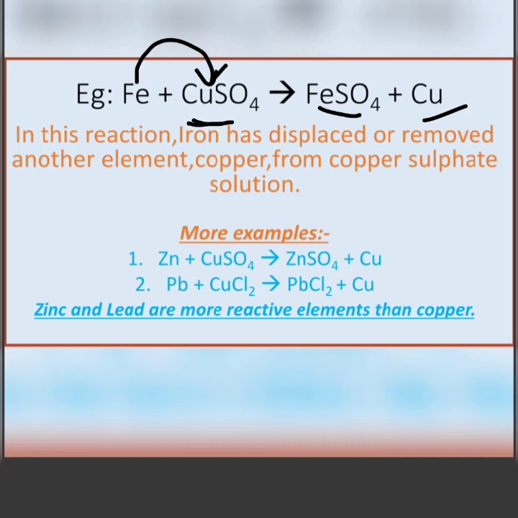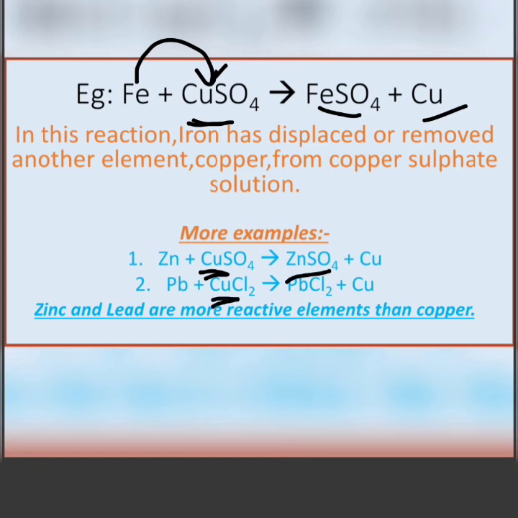Is that clear? And why has it happened? Because Fe is more reactive than copper. More examples are given below. Zn plus CuSO4 gives ZnSO4 plus Cu. Second is Pb, that is lead, plus CuCl2 gives PbCl2 plus Cu. In both these reactions, zinc and lead are more reactive elements than copper. Here you can see that zinc has displaced copper from copper sulfate solution and has formed ZnSO4.